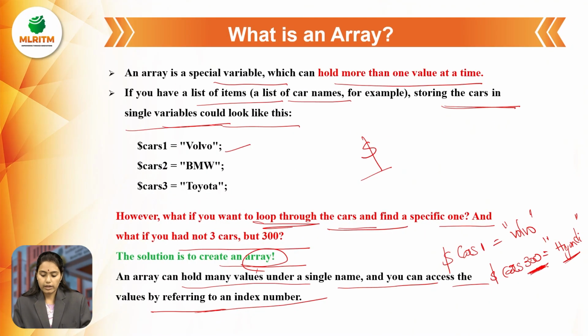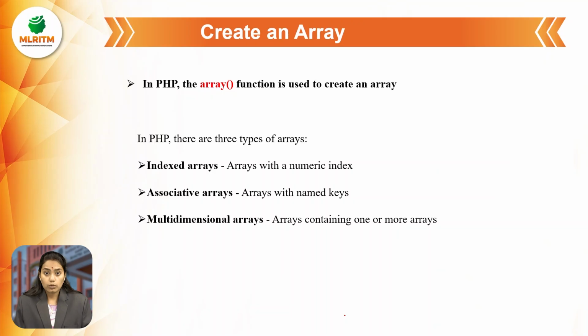First, what is an array? An array is a special variable which can hold more than one value at a time. So how do we create an array? In PHP, the array function is used to create an array. In PHP, there are three types of arrays: the indexed array, the associative array, and the multidimensional array.